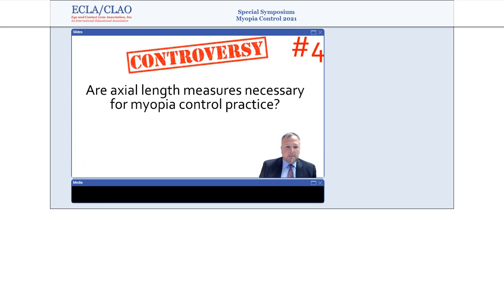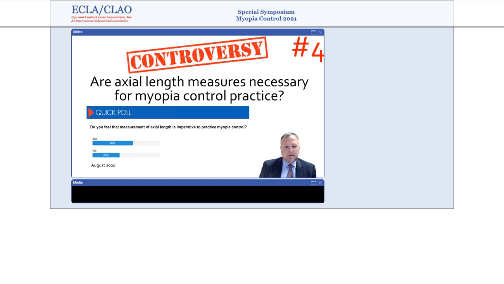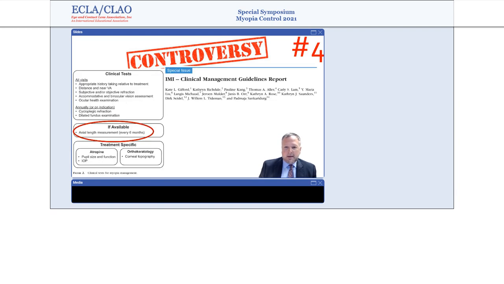Another controversy to think about in the field is axial length measures. Are they necessary? Are all practices equipped to measure axial length? When we asked practitioners about the importance of measuring axial length in myopia control, 60% said it's imperative, 40% said it wasn't. We're seeing that the IMI, in its clinical management guidelines, recognizes the importance of axial length measures, but says to do so if it's available, recognizing that not all practices are equipped to measure axial length.